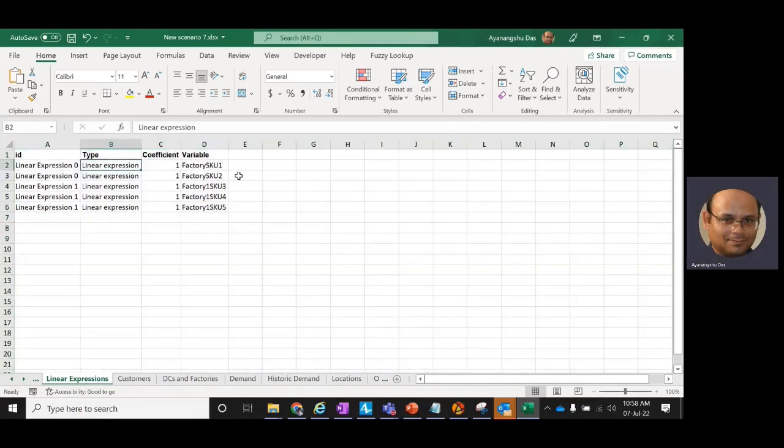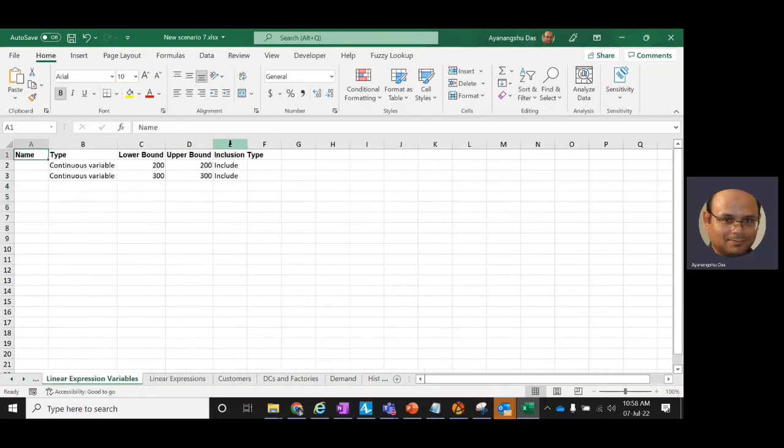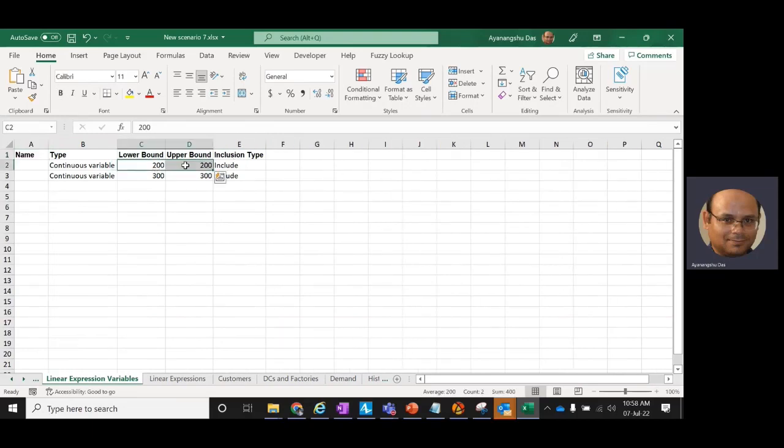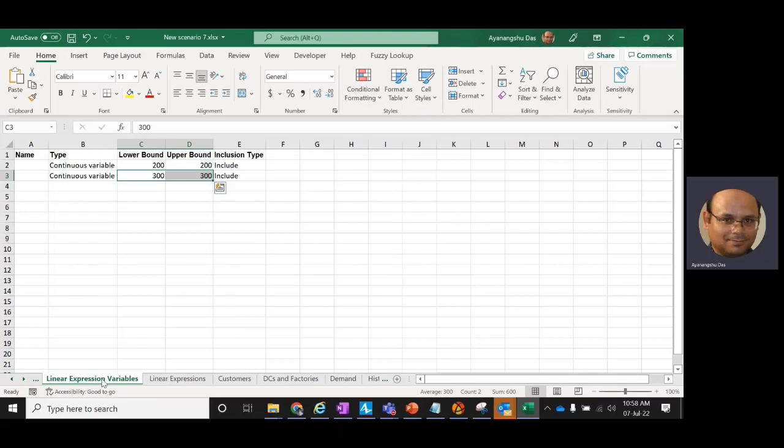As I was mentioning earlier, in the previous example we only had one factory and two SKUs, so linear expression 0. And then the next factory that we added was factory 1, and we had SKU 3, 4, and 5, 3 products. So we have the linear expression 1. The linear expression variables show that for linear expression 0 the bound is 200, which is the maximum throughput capacity of the machines, and then the second one is 300. So all these three, including the manufacturer, the manufacturing quantity should be within 300 volume units.